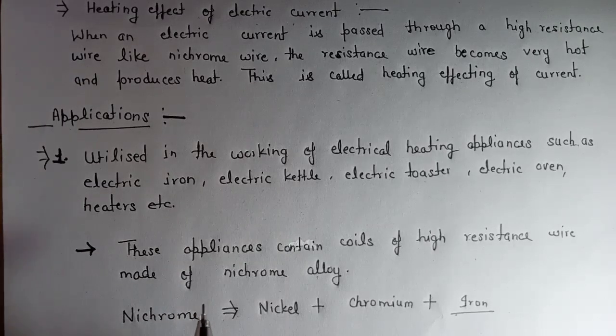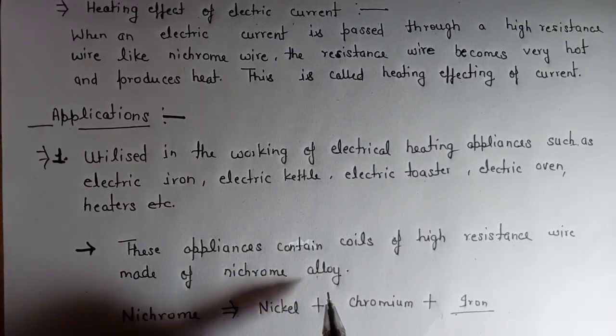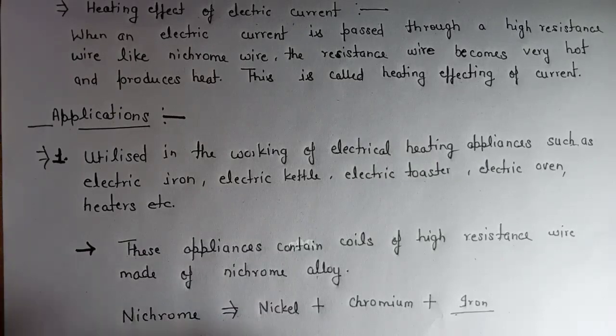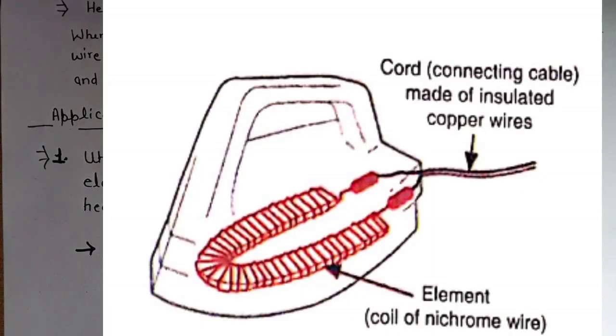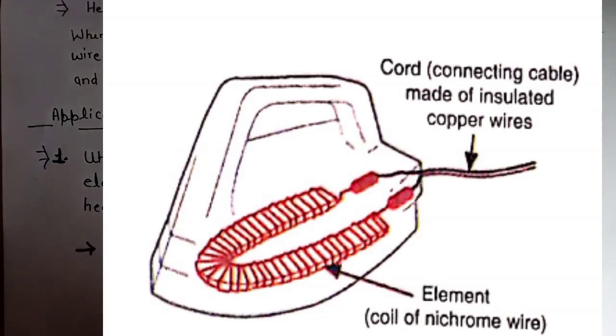So if I discuss the electric heater, they all have the same principle. In electric heater you can see coiled wire of great length. It means there is a good resistance of that wire. And these wires are made of nichrome alloy. What do you mean by alloy? Alloy means mixture of different metals. So these appliances contain coils of high resistance wire made of nichrome alloy.